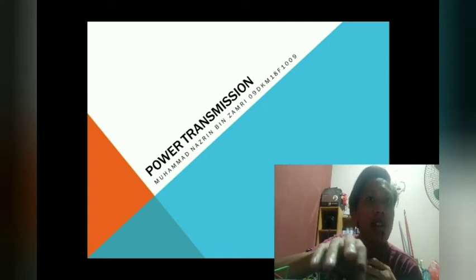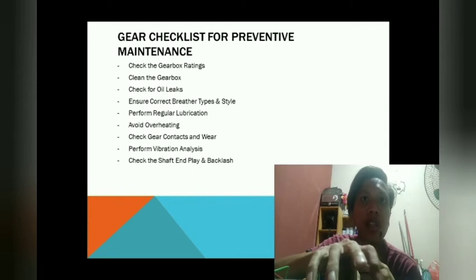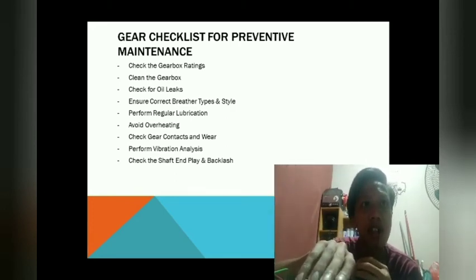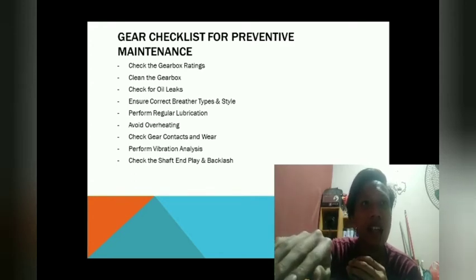09DKM18F1009. Today I want to talk about the gear checklist for preventive maintenance. Okay, so the first one is check the gearbox rating. It is very important to check for the thermal and mechanical rating of the gearbox. Also, not to forget, you should ensure that the gearbox is operating as per specification of the manufacturer.